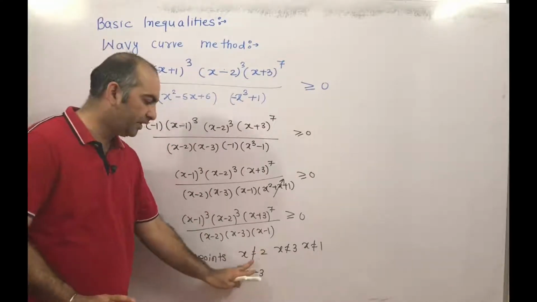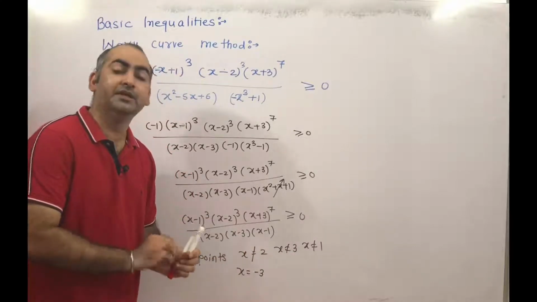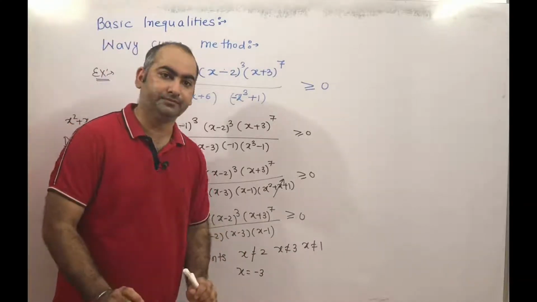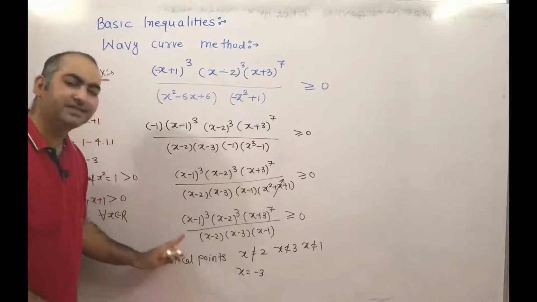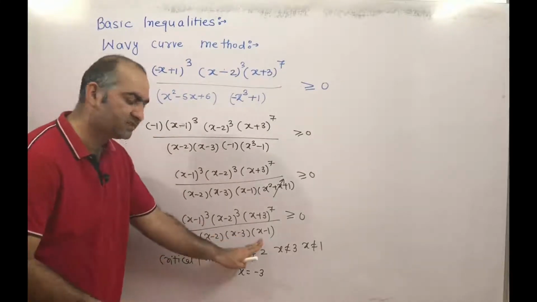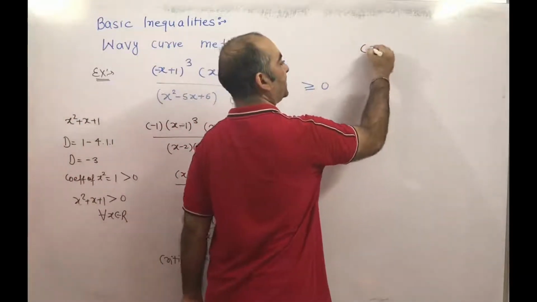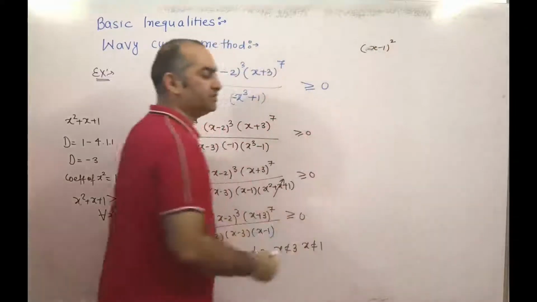So x should not be 2, x should not be 3, x should not be 1. If the numerator also has the same critical point, then also it is not included. After writing this, we can simplify. So what will come here? This is x minus 1 to the power 3, divided by x minus 1. So what will come here? X minus 1 whole square.